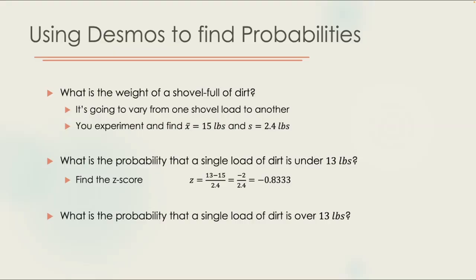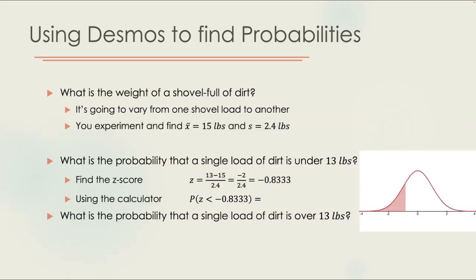We want to know what the probability is that a single load of dirt is under 13 pounds and the probability that a single load of dirt is over 13 pounds. So the first question, we want to see what the probability is of a single load of dirt under 13 pounds. We found the z-score to be negative 0.8333. And so the probability of a load being under 13 pounds, that's the same thing as saying the probability of a z-score less than negative 0.8333. What does that look like in a graph?